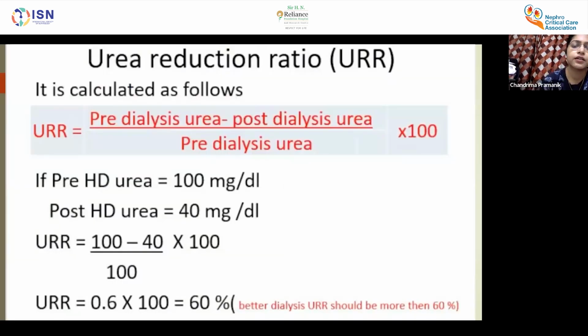So how do we calculate the urea reduction ratio? It is usually calculated as pre-dialysis urea minus post-dialysis urea, divided by pre-dialysis urea, into 100. So if pre-dialysis urea is equal to 100 milligram per deciliter and post-HD urea is 40, we'll find the urea reduction ratio of around 0.6 into 100, that is 60%. For better dialysis, at least the urea reduction ratio should be more than 65%.